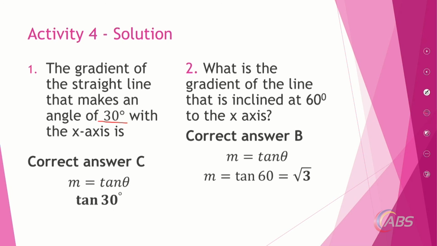Then for the second question, when it states what is the gradient of the line inclined at 60 degrees, we are told what the angle is. So again, using m is equal to tan theta, in order for us to find the gradient, what we would simply need to do is to find tan of 60 degrees, and that gives us root 3. So the correct answer is B.